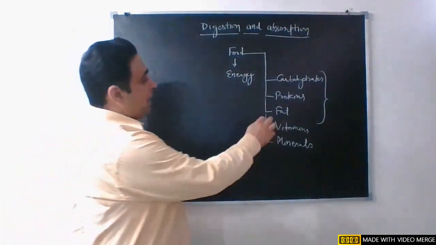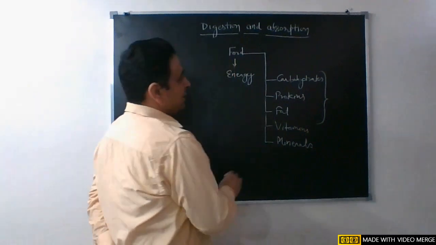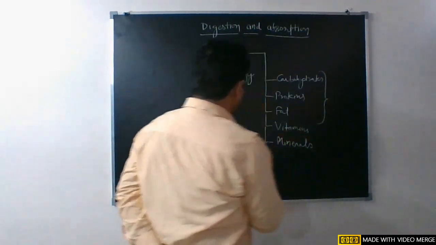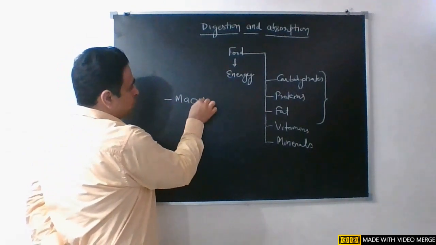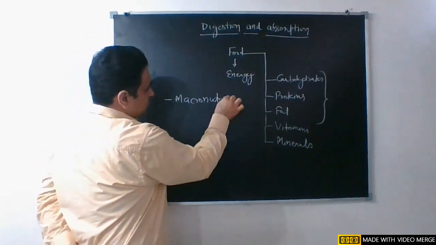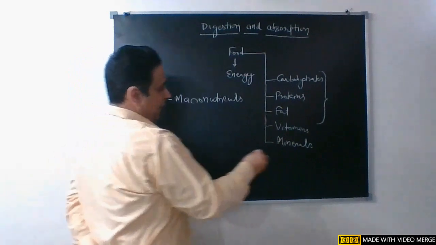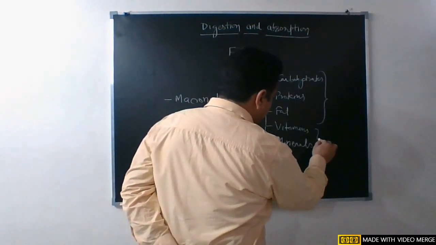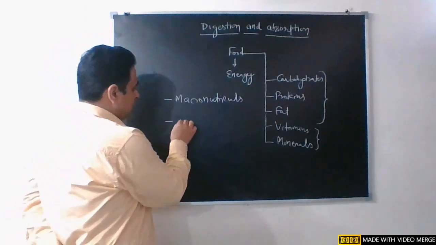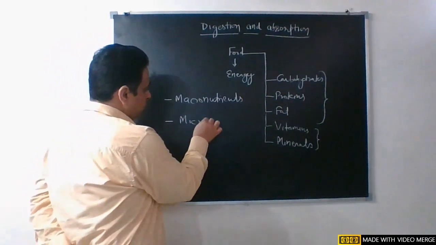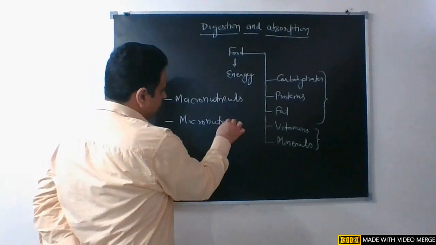And because they are required in large amounts, students, they are called macronutrients. What are they called? They are called macronutrients. And the last two, students, are required in less quantity. So that's why they are called micronutrients.